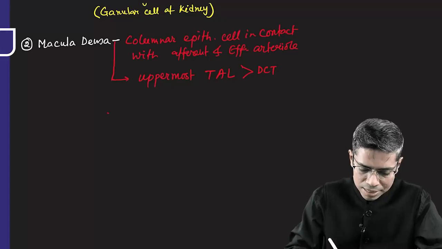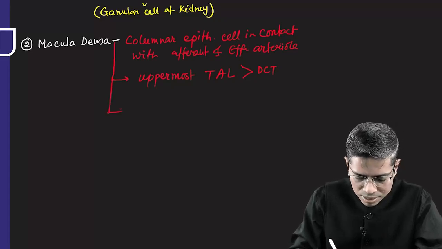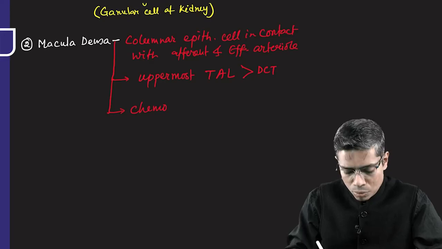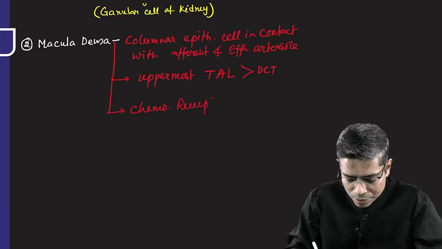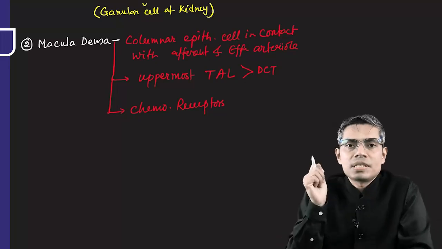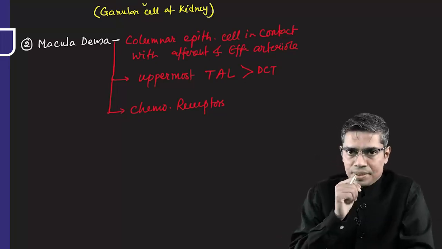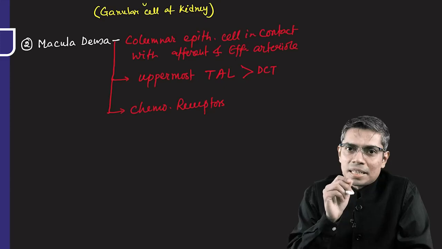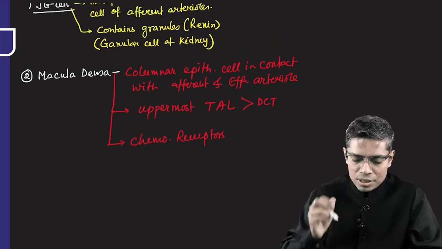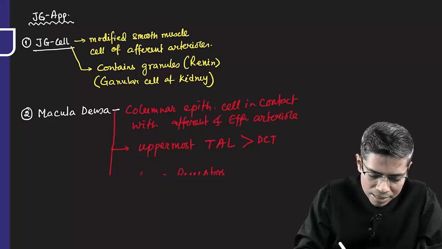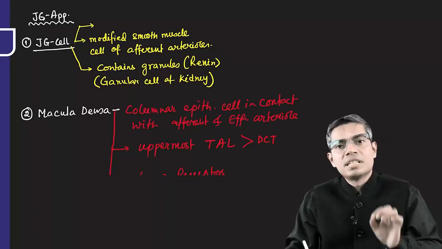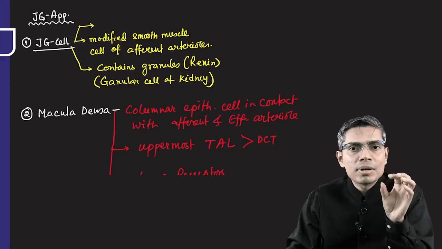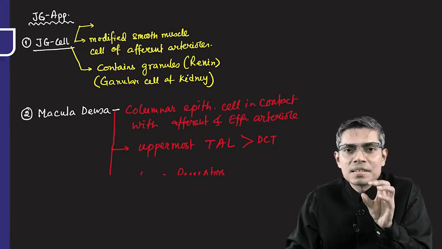Now the third question asked about the macula densa cell is: what is its function? The macula densa cell is known as a chemoreceptor cell. These are the chemosensor cells located within the kidney. There is also a pressure sensor cell located in the kidney. Could you recall which cell? That is nothing but the JG cell. So the JG cell is known as the pressure sensor cell of the kidney, and the macula densa cells are known as the chemosensor cells of the kidney.